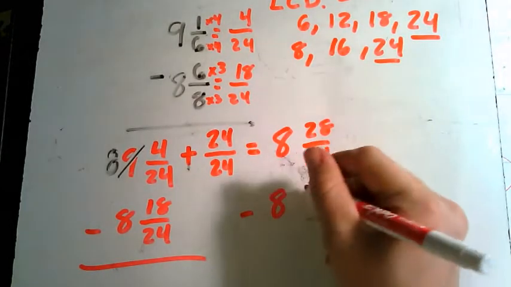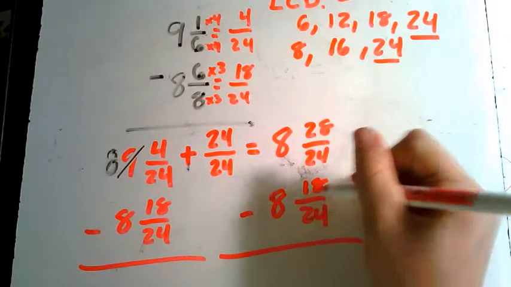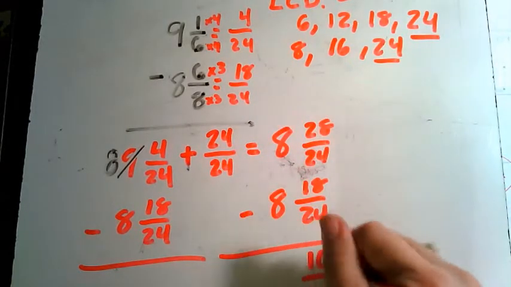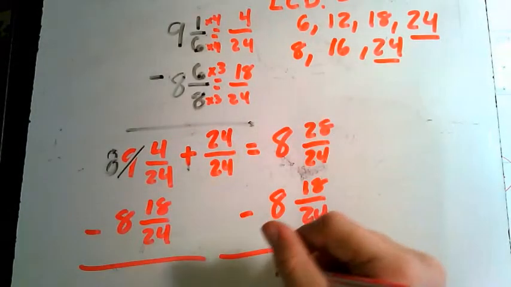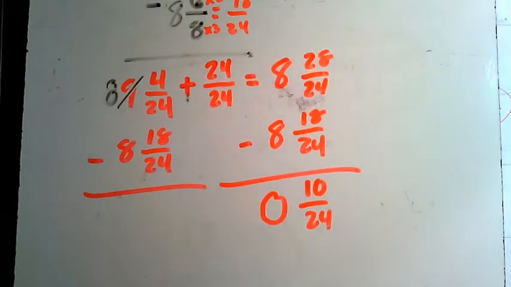Now I can subtract my 8 wholes and 18/24. 28 minus 18 is 10 over 24. 8 minus 8 is 0. Oops. So my answer is 0 and 10/24.